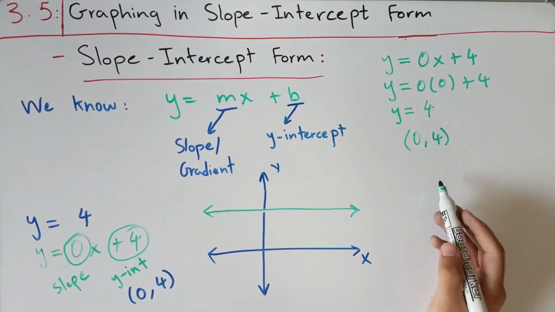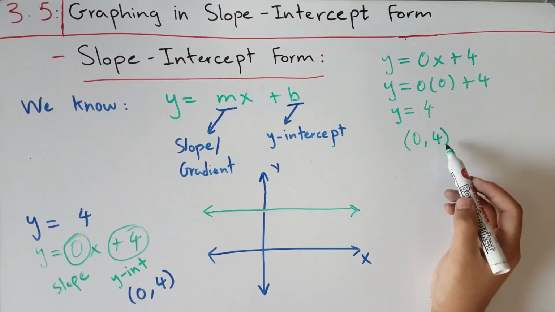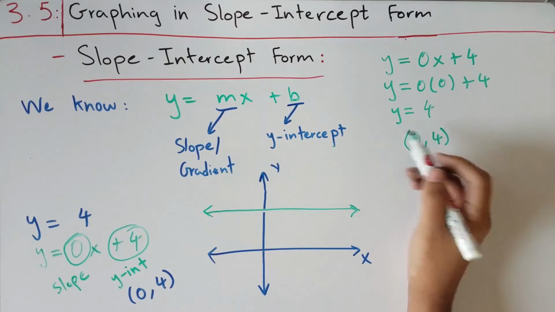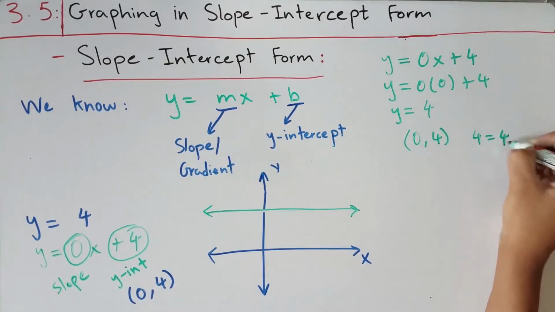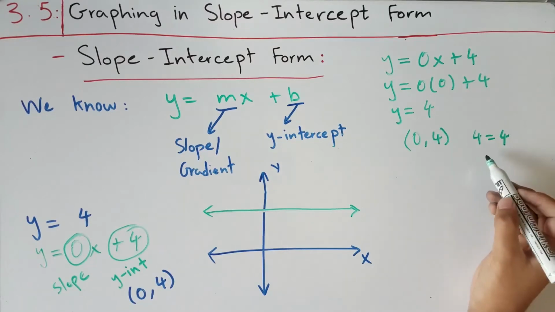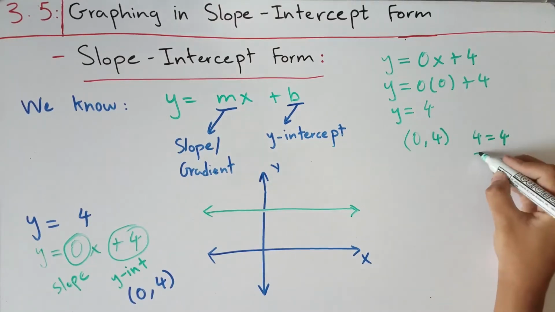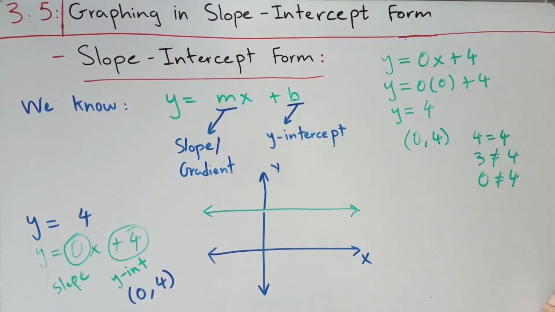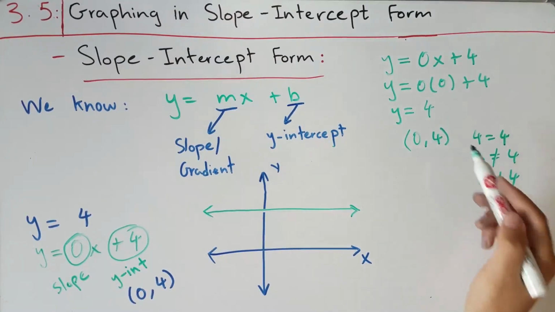Another way you can see that y equals 4 is your y-intercept is that you can only plug in 4 for your y value to satisfy the equation. So if you plug in 4, you get 4 equals 4. Therefore, you can't have any other value to satisfy this equation, because only 4 satisfies it. You can't have 3 equals 4, you couldn't have 0 equals 4, or any other number besides 4. So that's why 4 is your y-intercept.